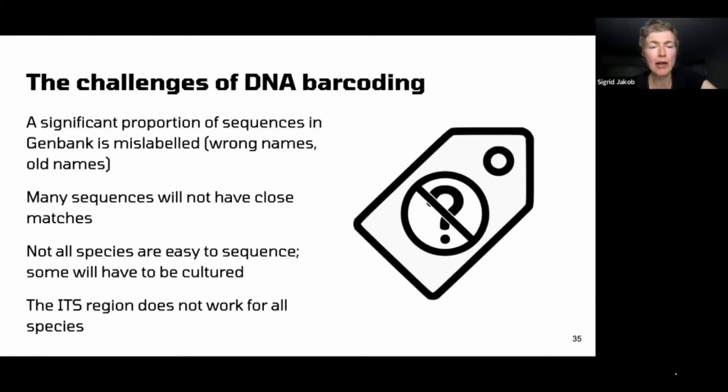Many sequences will not have close matches. So you're getting stuff where the closest match is 95%. So you're just sort of on your own. You're not quite sure what you have. So you're going to have to do a lot of the detective work yourself.